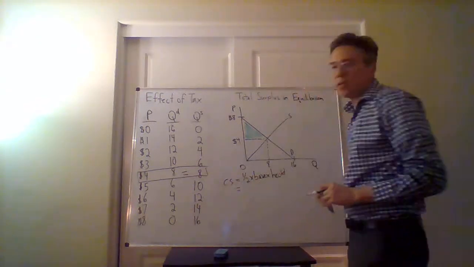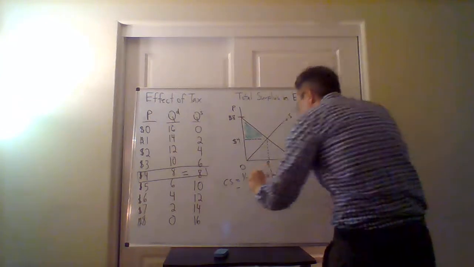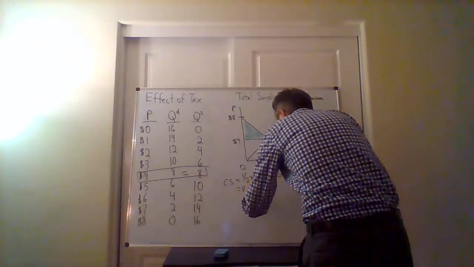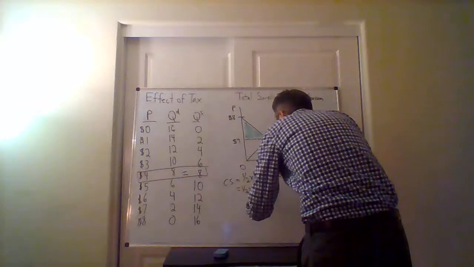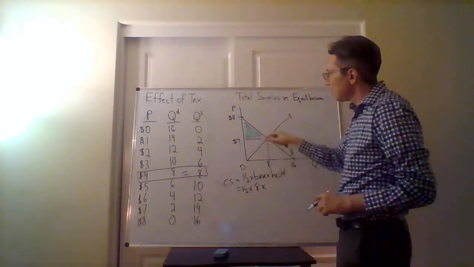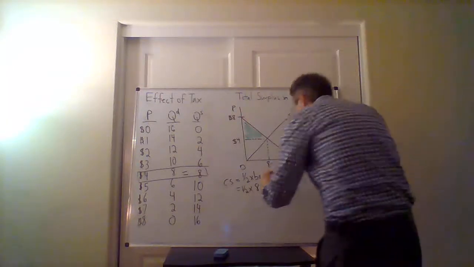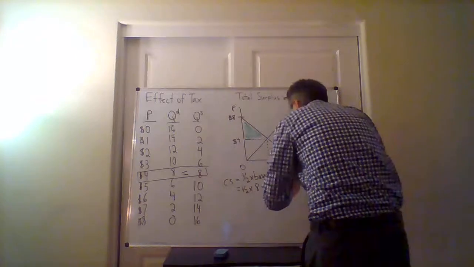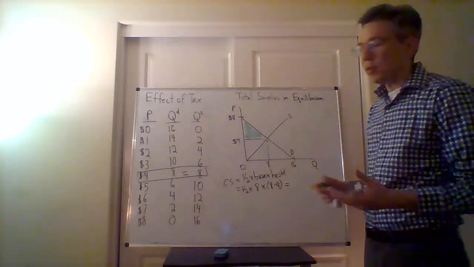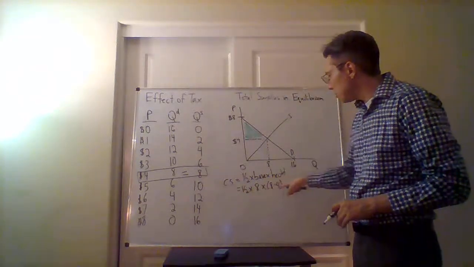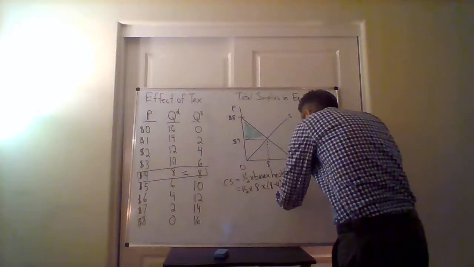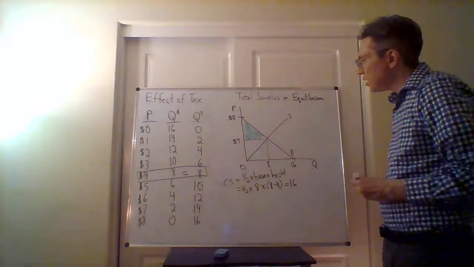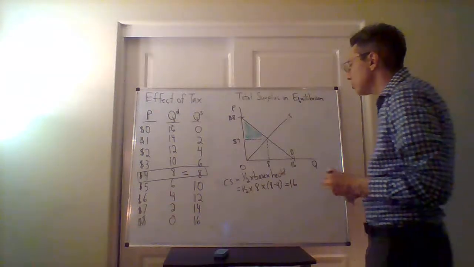So it's going to be what? It's going to be 1/2 times what is the base quantity, which is 8, times the height, which is 8 minus 4. And so what do we end up with? We end up with 4 times 4, which is 16. All right. So the next thing we want to find is what is the producer surplus.